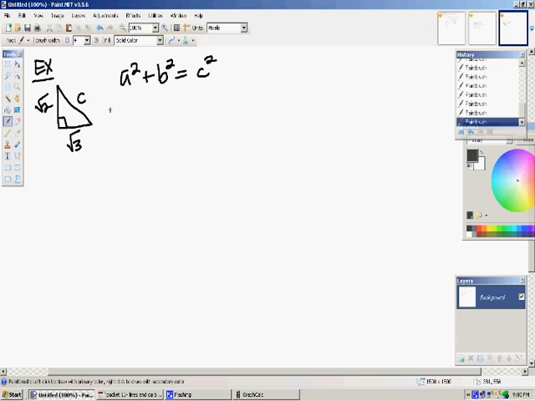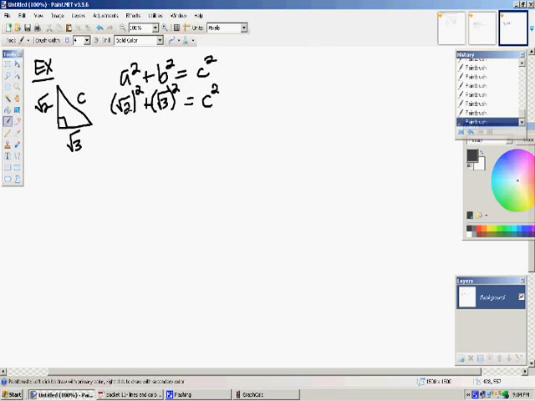Let's plug in one of the lengths of the sides of the triangle for a. So we have square root of 2, but notice it's squared. We have square root of 3 right here. Let's plug it in for b, and notice it's squared also. And then we're trying to solve for c.